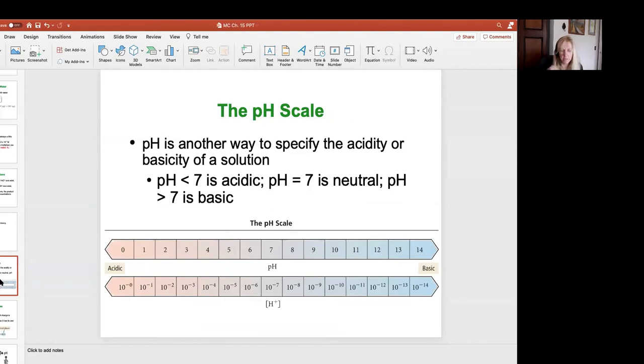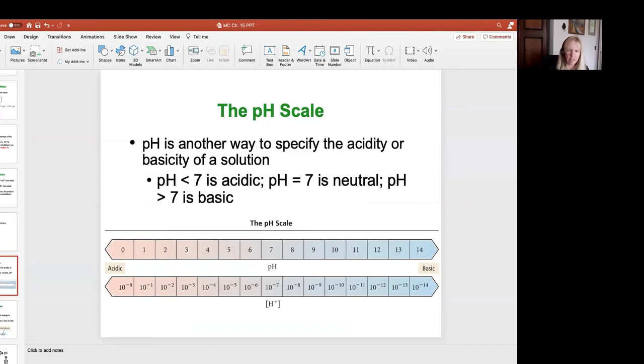And here is my pH scale. Here you can see pH and hydronium ion concentration are related. The higher my hydronium ion concentration, meaning in this direction, the more acidic it is. The smaller my hydronium ion concentration, now I'm in 10 to the minus 14, the more basic it is.